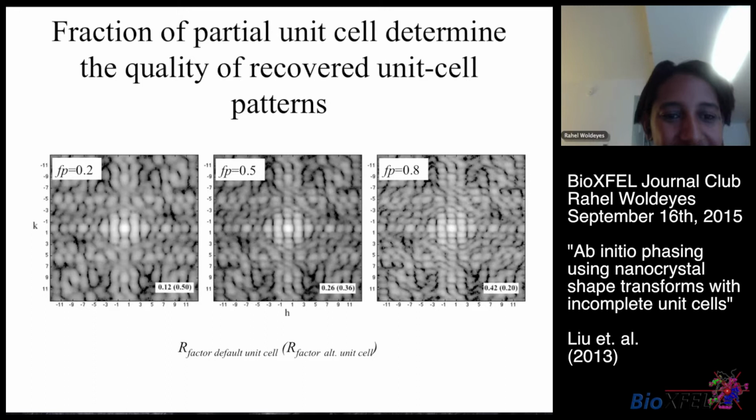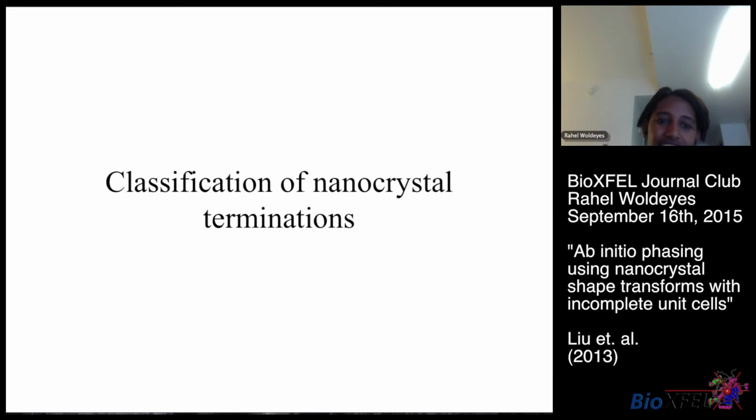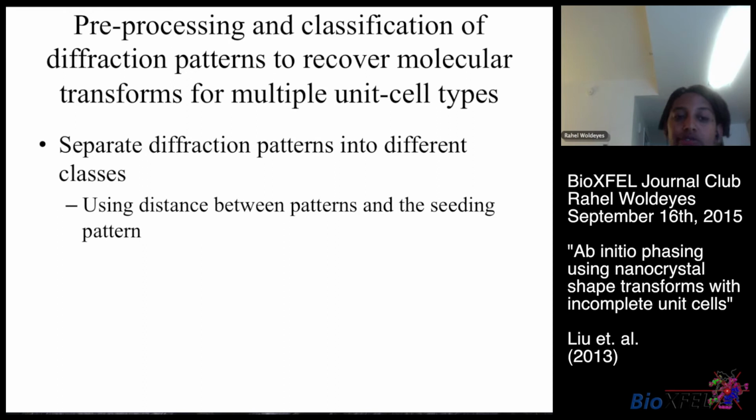One other interesting thing that they did was look at how classification of nanocrystal termination affects the recovery of the molecular transform. What they assumed at first was that if you pre-process and classify the diffraction patterns, you should be able to recover the molecular transforms for the different unit cell types. So they separated the diffraction patterns into different classes, and they used the distance between the patterns and the seeding patterns to figure out which patterns belong to which class.